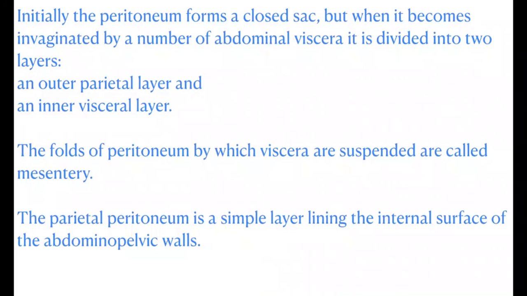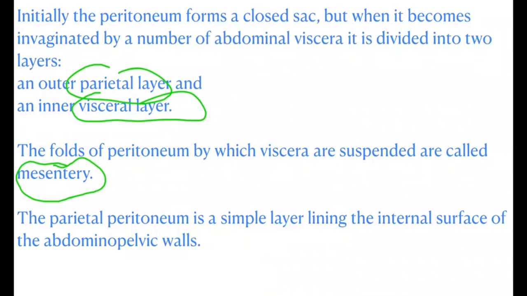Initially, the peritoneum forms a closed sac, but when it becomes invaginated by a number of abdominal viscera, it is divided into two layers: outer parietal layer and inner visceral layer. The folds of peritoneum by which viscera are suspended are called mesentery. We will see about that in a minute. Parietal peritoneum is a simple layer lining the internal surface of the abdominopelvic walls.